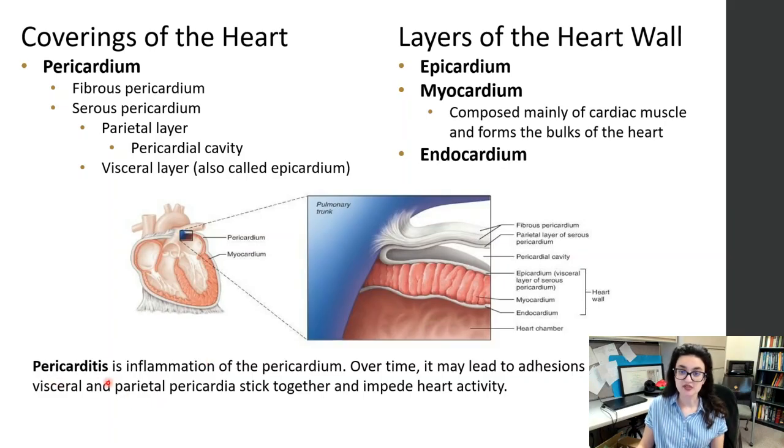Pericarditis, itis, whenever you see that suffix it's going to be inflammation. So in this case, it's inflammation of the pericardium itself, of these layers here. Over time, if that gets inflamed, if it's constantly inflamed, it can start to rub. That can lead to adhesion, so there's no longer that frictionless material in between. And so they'll stick together. That's not what you want. That can stop or even impede heart activity.